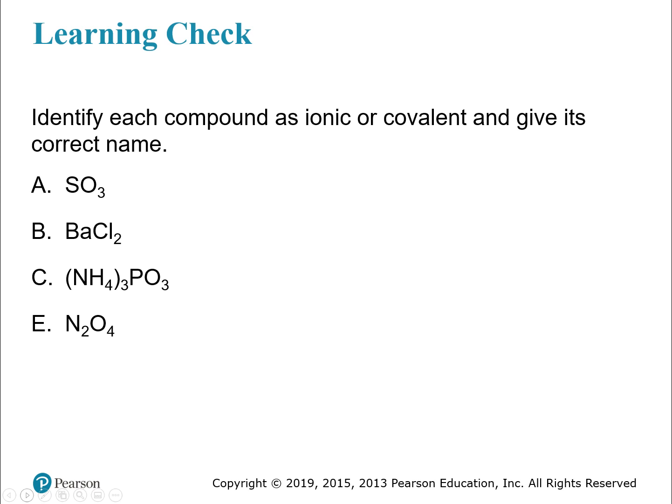So now we're going to identify a compound as ionic or covalent. And what I want you to do, since we've already done some naming of the ionic compounds, I want you to name the covalent ones. So as a quick reminder, ionic means you've got a metal plus nonmetal. Could be more than one nonmetal, but you see a metal there. Covalent means you've only got nonmetals.